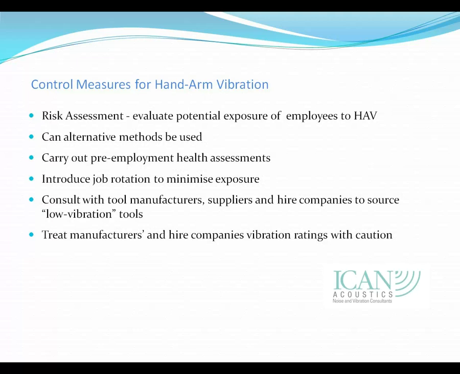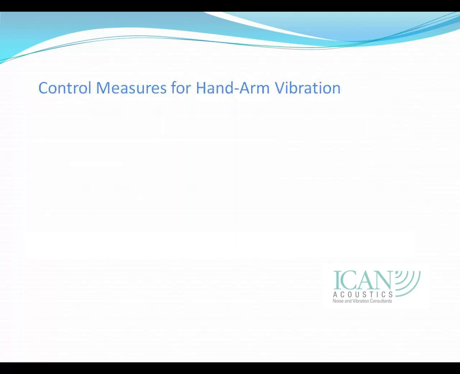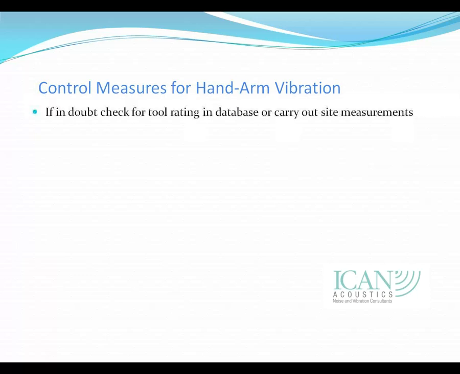Some of the control measures then for hand-arm vibration: check out databases. There are databases available where tools are given a rating. Again, you need to be sure that the data available is relevant and accurate, but it is something that is emerging, where they're starting to classify tools and specify makes and models and the likely vibration level. Now, keep in mind, it depends very much on what that tool is doing.